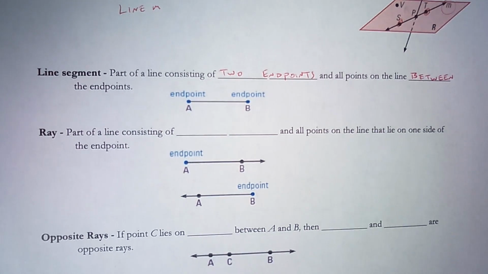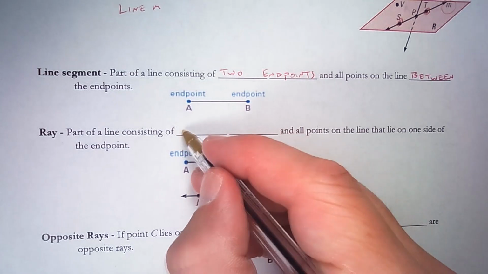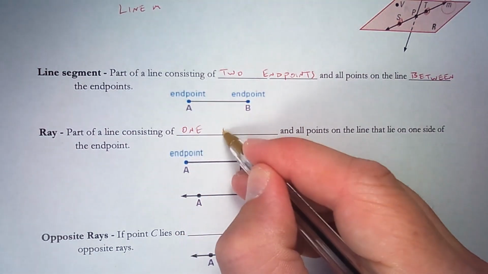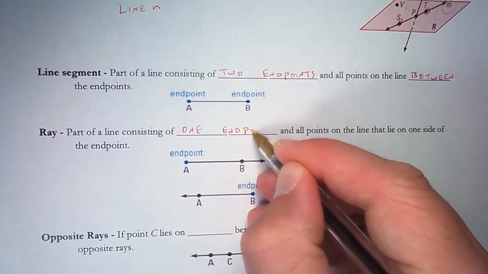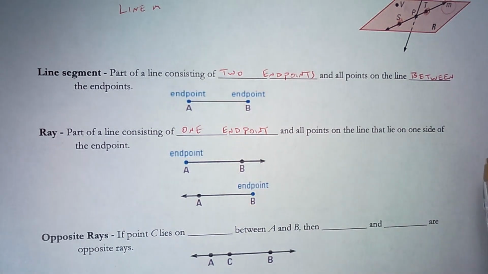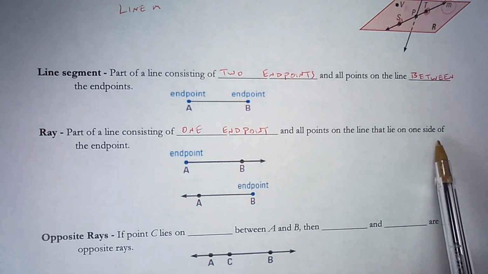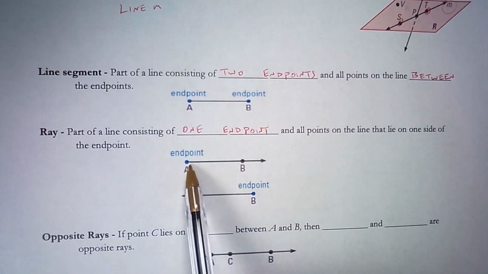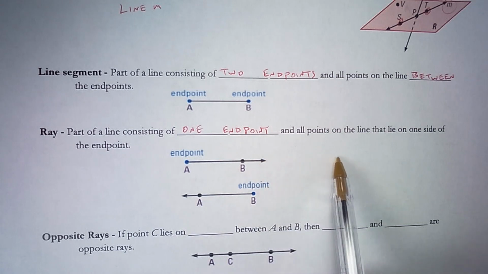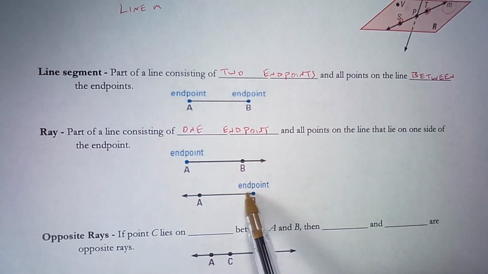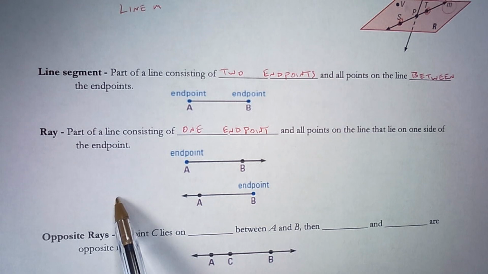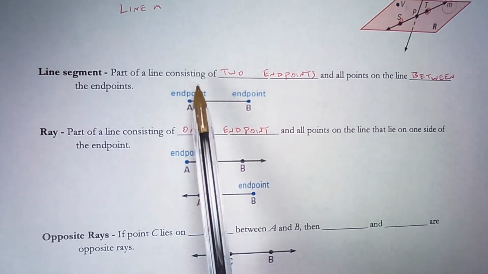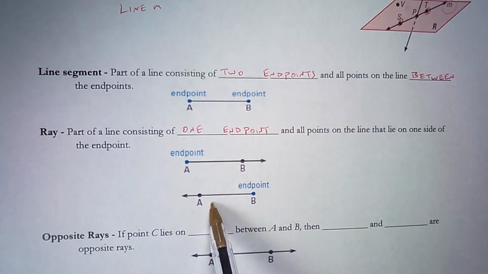A ray is also a part of a line. It's the part of a line that contains 1 endpoint and all the points on the line that lie on one side of the endpoint. Okay? So here is an endpoint, and then it goes forever in one direction. Here's an endpoint, and it goes forever in one direction. Now let's talk about how to name all 3 of these figures here.